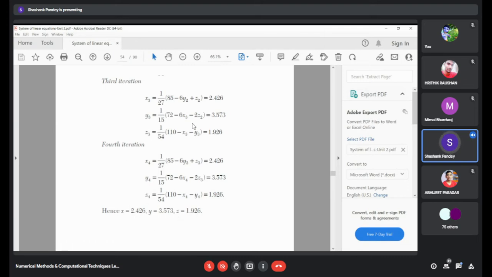x equal to 2.426, and the second is y equal to 3.573. Yes, many of you are getting this correct. And last is z equal to 1.926. Okay, so Ayush, what was the answer you are getting using the approach you followed? Yes, sir. Same. 2.42, 3.57, 1.92. Okay.